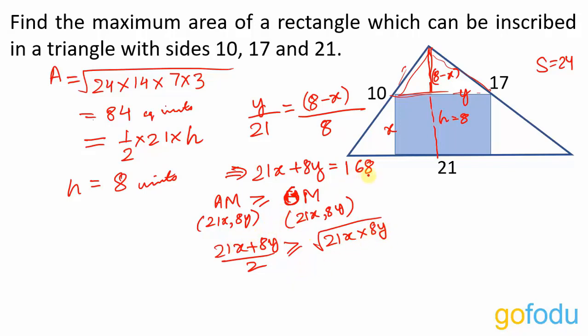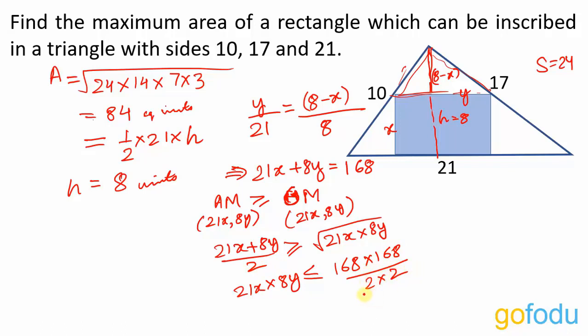This sum is equal to 168. Put this value here, square both the sides, and we'll get 21x into 8y. This right hand side I am taking to the left hand side. The sign will get reversed and I'll have 21x plus 8y is 168. Square of that is 168 into 168 upon square of 2, which is 2 into 2.